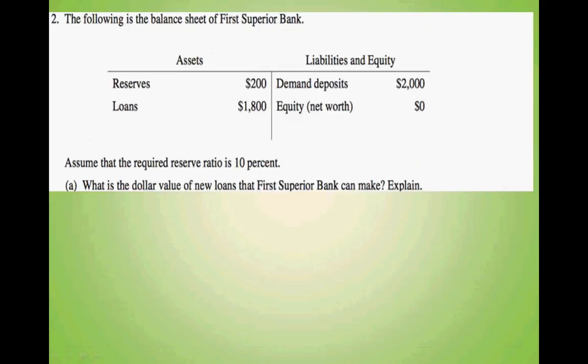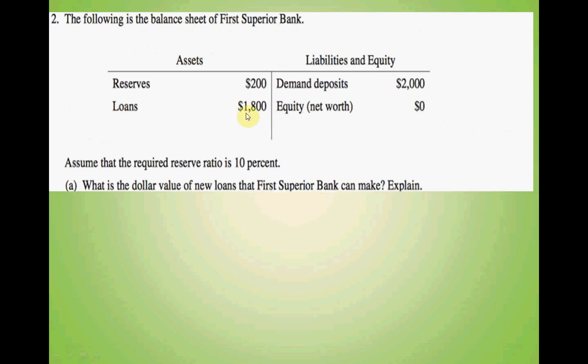All right, so right now they have $2,000 in demand deposits, but we know that the required reserve ratio is 10%, so they have to keep 10% of 2,000 set aside. Well, what's 10% of 2,000? $200. So how much are they keeping in their reserves right now? $200. Do they have any excess reserves? Now you might look at loans and say, oh, that's excess reserves. It's not. It doesn't say loanable funds. It doesn't say excess reserves. It says loans. Right now, $1,800 is loaned out.